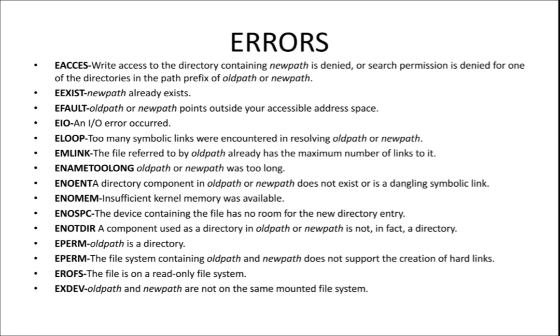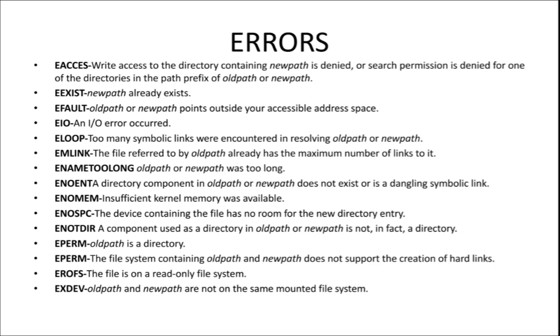Next is EMLINK: the file referred to by old path already has the maximum number of links to it, right? So for example, if the limit is 10 links for a file, and you are trying to create an 11th link, obviously it won't allow. It will display the error EMLINK.